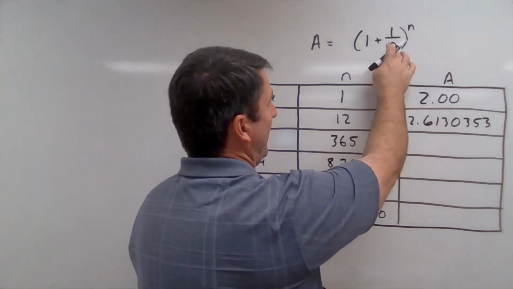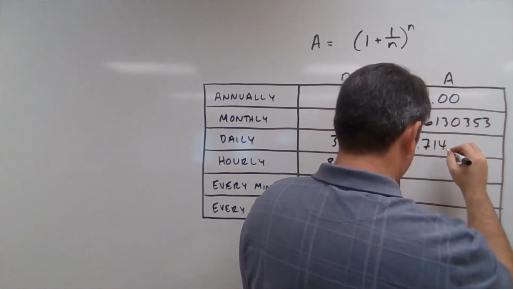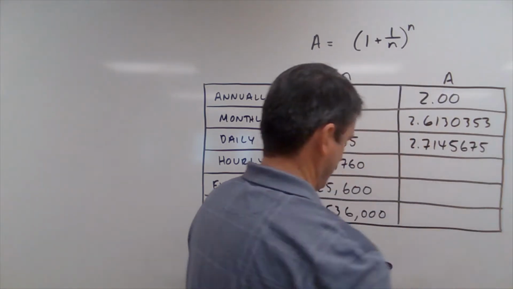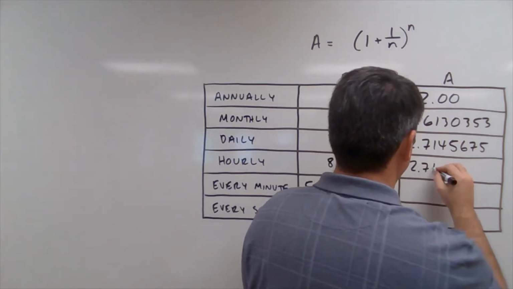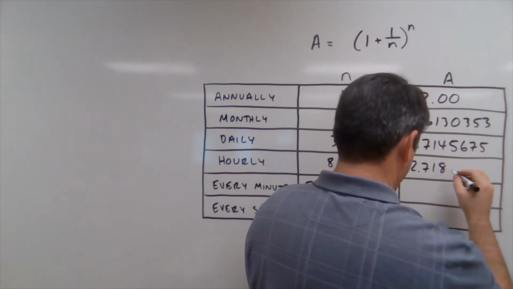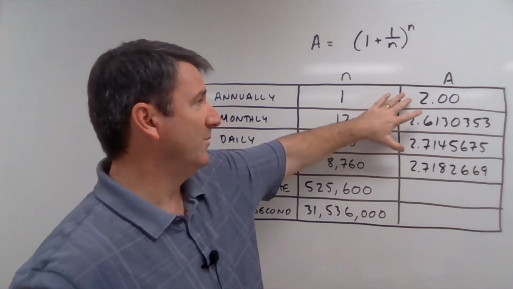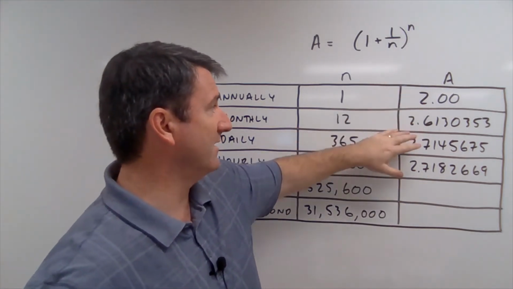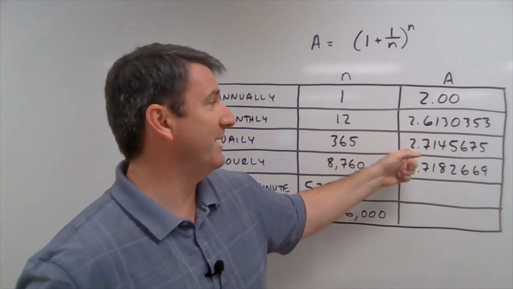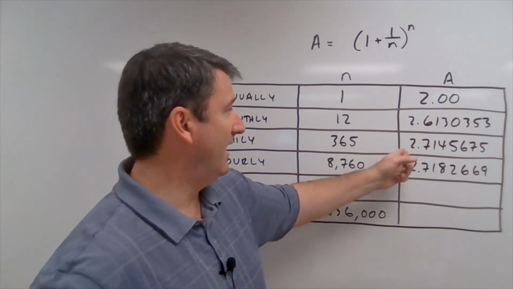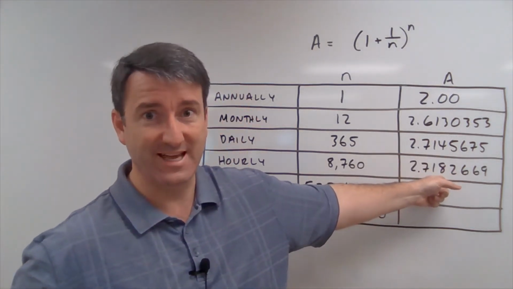If we plug in 365 in for this n, we get 2.7145675. We plug in 8,760, we get 2.7182669. So you can see what's starting to happen here. When we compounded our interest monthly, we jumped from $2 all the way up to $2.61. Then when we compounded it daily, we made an extra 10 cents. But then when we went from daily to hourly, we only added another 0.4 of a cent.